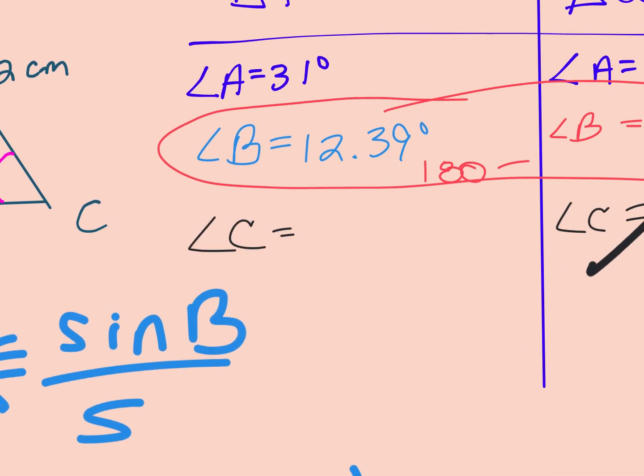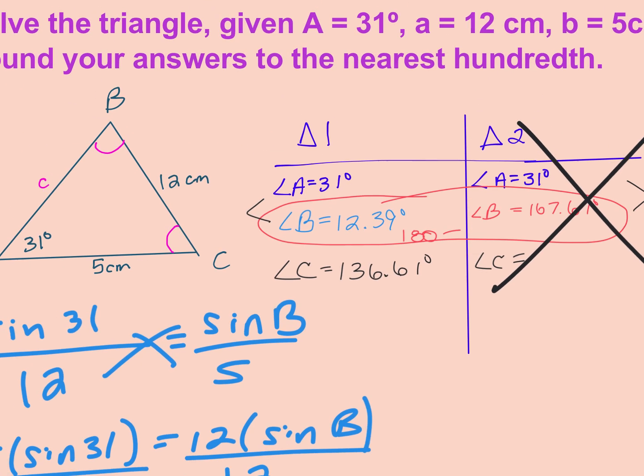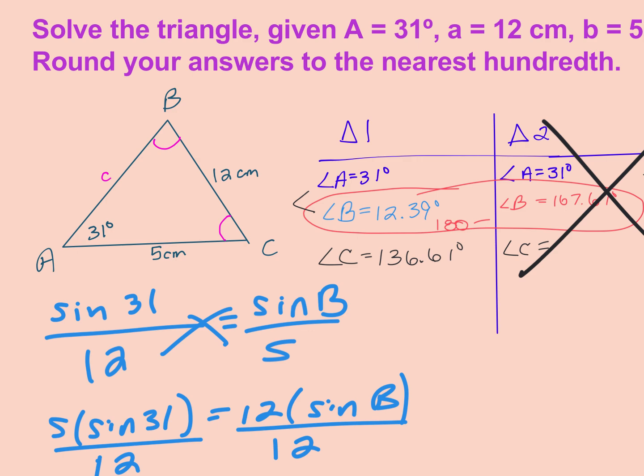If I know angle A and angle B in triangle 1, how do I find C? Add them. Good. 31 plus 12.39. Subtract from 180. Angle C is a big one. It's 136.61 degrees. No big deal. So now what's the only piece that's missing?